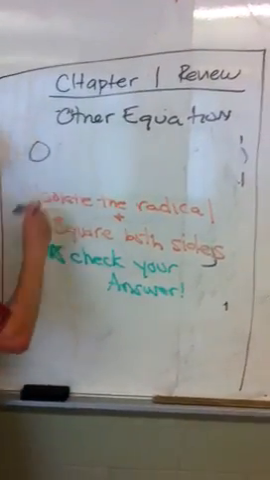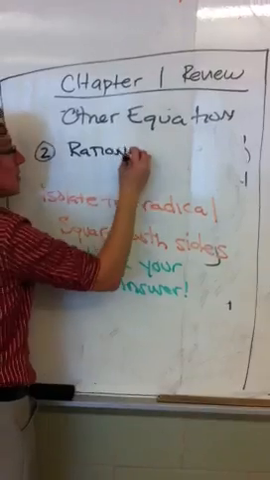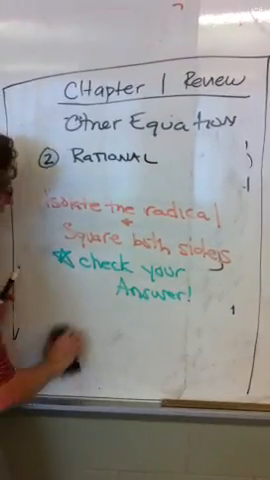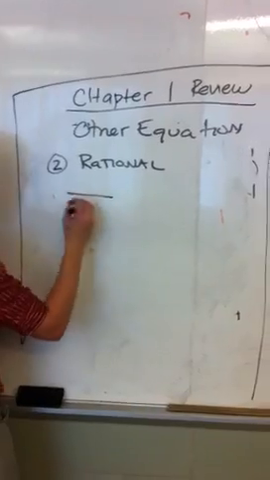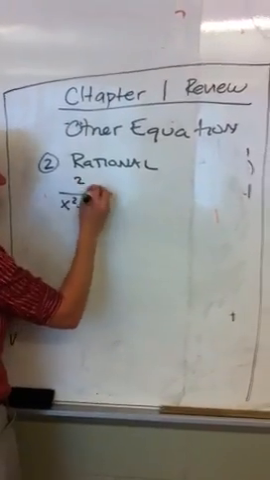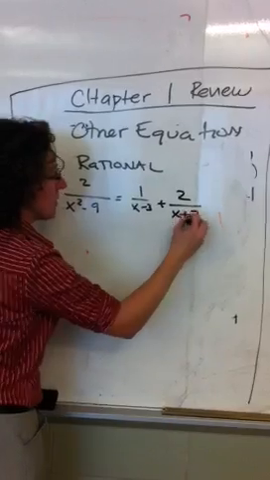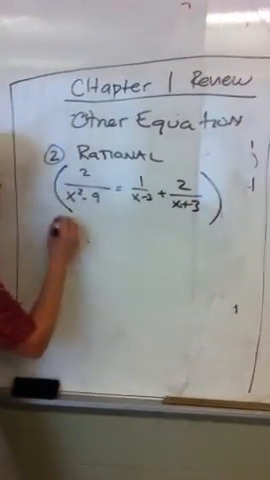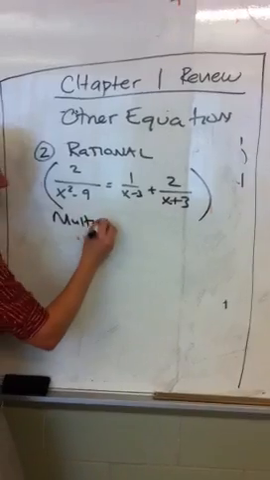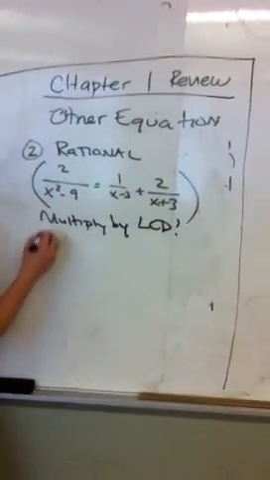Second one is going to be rational, which means that we have a fraction. And in this case, you would have something like, x squared minus 9, 1 over x minus 3, 2 over x plus 3. In this case, remember we want to multiply by the LCD. Solve.